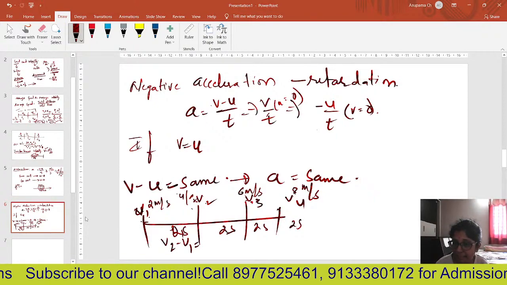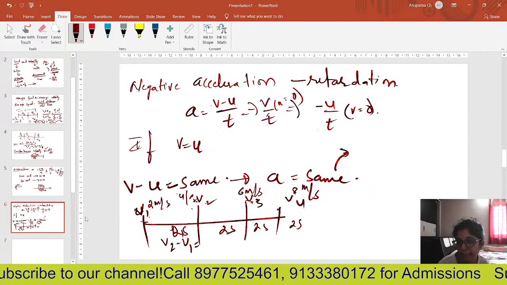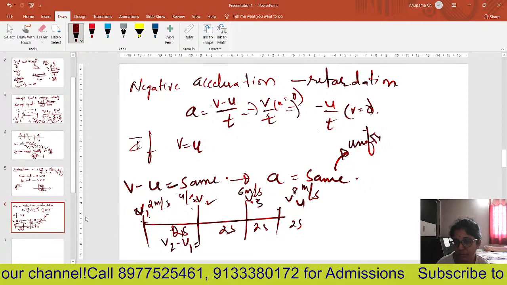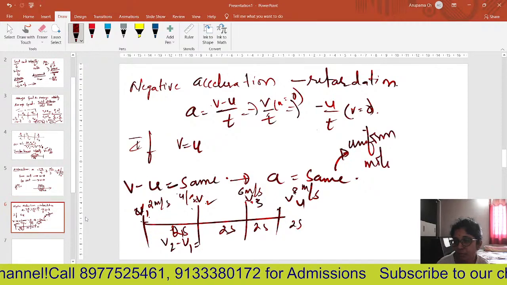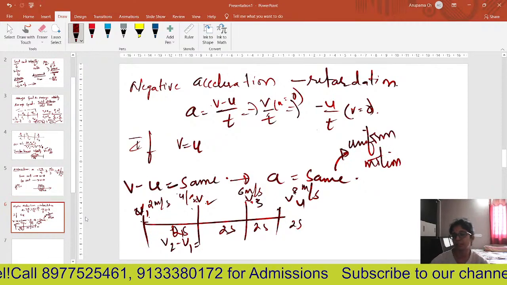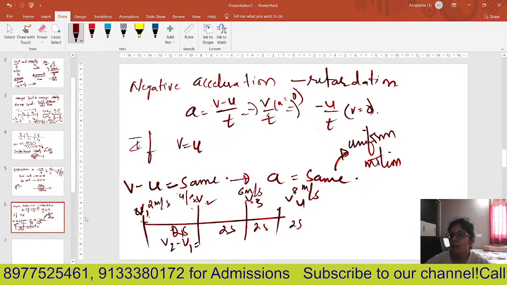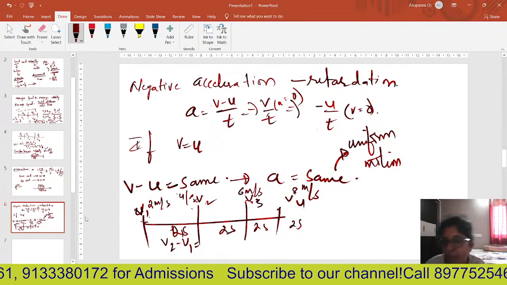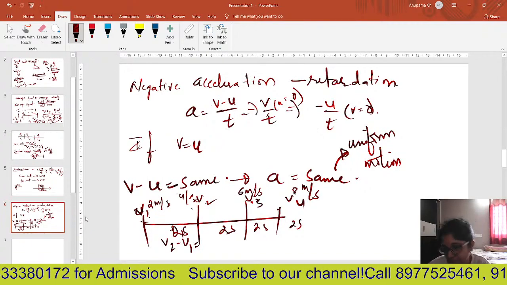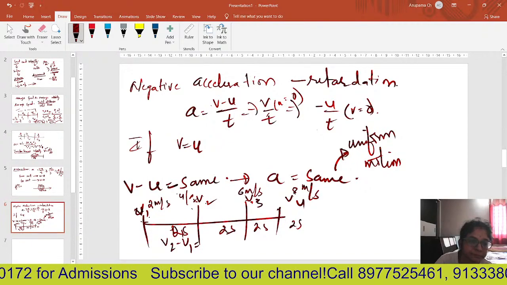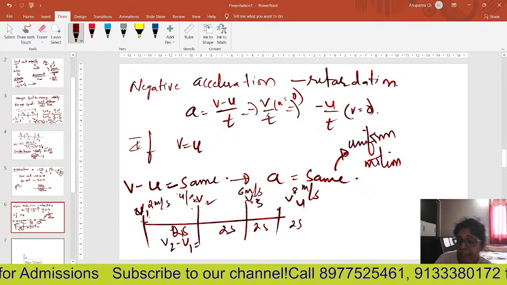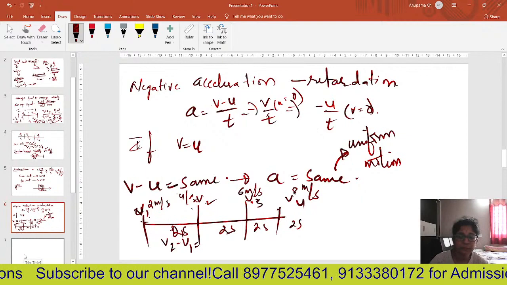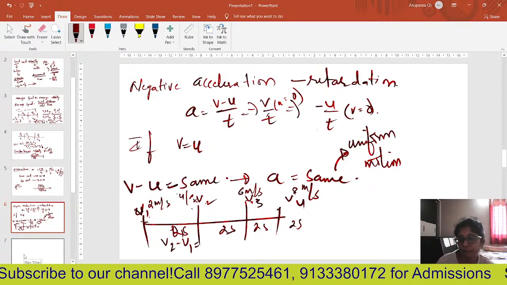So when acceleration is the same, this is also called uniform motion. The body is said to be moving with uniform acceleration or uniform motion. So this is about uniform acceleration or uniform motion. I hope this part on acceleration is clear to everyone. Now we will go to the equations of motion.